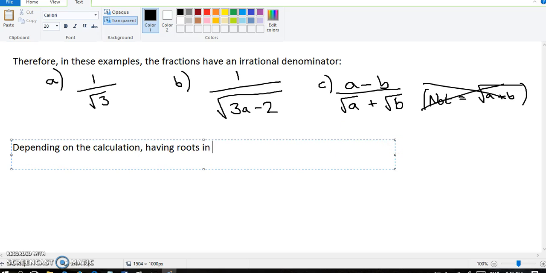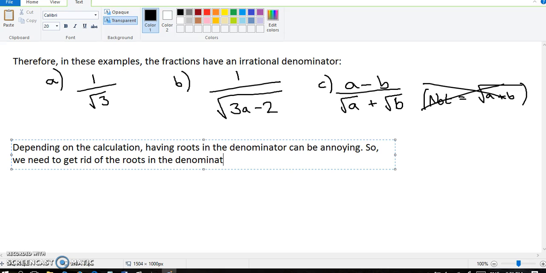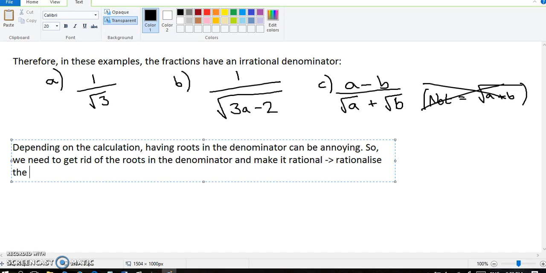Depending on the calculation, having roots in the denominator can be annoying. So we need to get rid of the roots in the denominator and make it rational. And this is where this phrase, rationalizing the denominator, comes from. So we are going to rationalize the denominator.